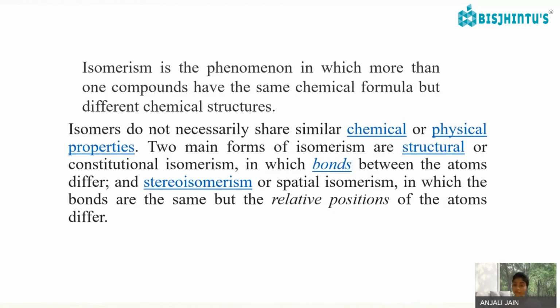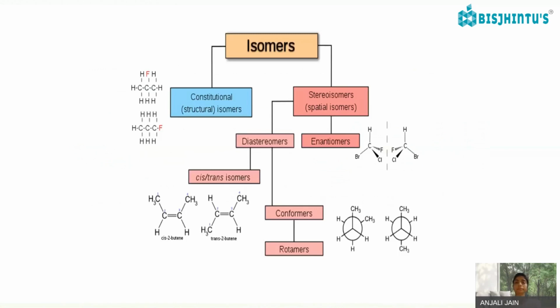Two main forms of isomerism are structural or constitutional isomers. Structural isomers are those which have a similar structure or constitution, in which the bonds of the atoms have similarity, but they differ from each other. And stereoisomers or spatial isomers, in which the bonds are the same but the relative position of the atoms differs. This is the isomer classification, where we can classify them as constitutional and stereoisomers.